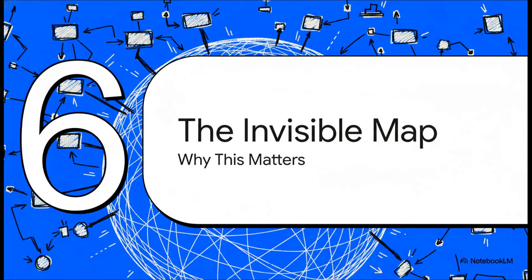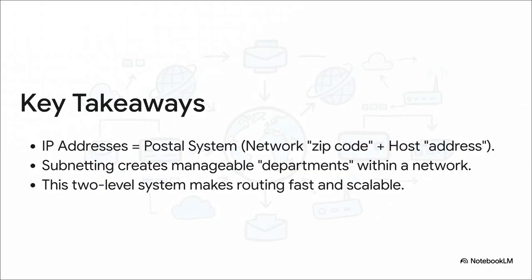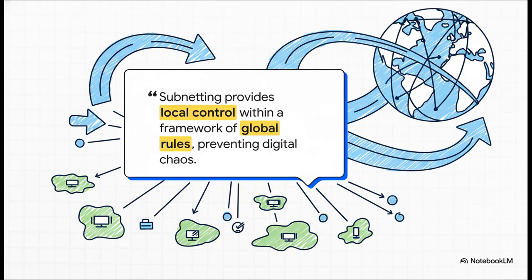So let's zoom out for a second. What we've really been talking about is the Internet's invisible map, the logical structure that stops the whole thing from just collapsing into total chaos. And that is why this all matters. So if you're going to remember anything from this, let it be these three things. 1. IP addresses are just the Internet's postal system, complete with a zip code and a street address. 2. Subnetting is that clever trick for creating internal departments to keep huge networks organized. And 3. This whole two-level system is what makes the Internet so fast and allows it to grow without falling apart. At the end of the day, the Internet works because of this beautiful balance.